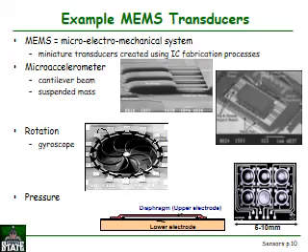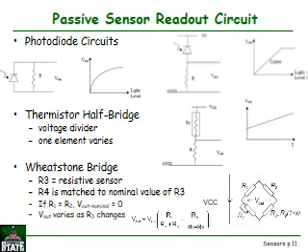Now examples of MEMS. MEMS means micro electromechanical systems. Here we are showing different examples. The first one shows the micro accelerometer, with a cantilever beam and suspended mass. The next one is for rotations, a gyroscope. The last one shows pressure measured using diaphragms. Then passive sensor circuits, with photodiode circuits shown here. The thermistor half bridge and the Wheatstone bridge are secondary transducers.